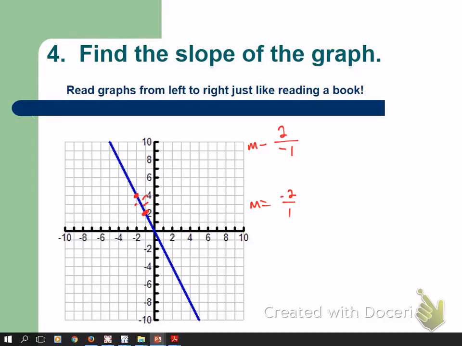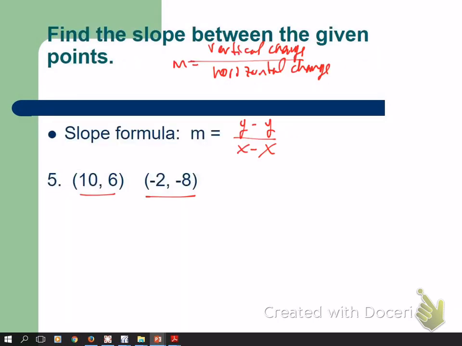Now, what I do need you to understand, though, is that I didn't change my mind midway, right? I didn't choose a point here and a point here, and then decide I'm going to count from here to here, 1, 2, 3, 4, and then say, well, I changed my mind. Now for the run, I'm going to go from this point to this point. We don't change our mind midway. So when we start doing this, it doesn't matter what point you start with, but we're not going to change our mind midway. We're going to make sure that our y's and our x's are subtracted in the same direction.